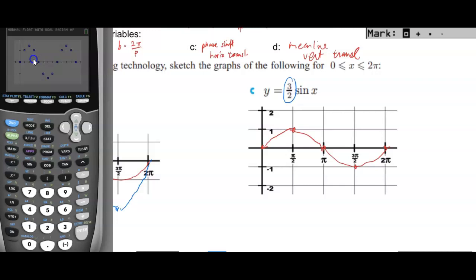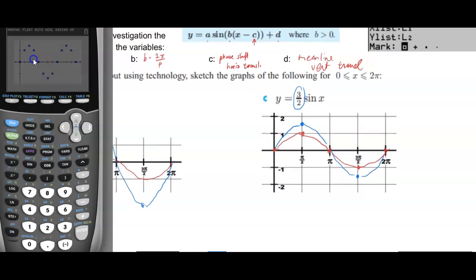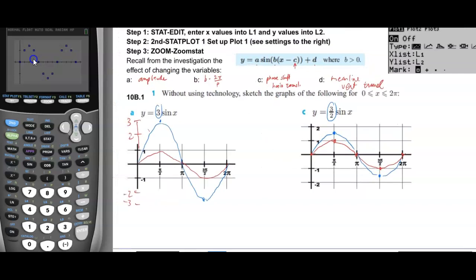So if I multiply everything by 3/2, that means that the peak of 1 becomes 1.5, and the trough of -1 becomes -1.5. So 3/2 sine x would become a taller version by 1.5. Okay, so that's it for page 1.